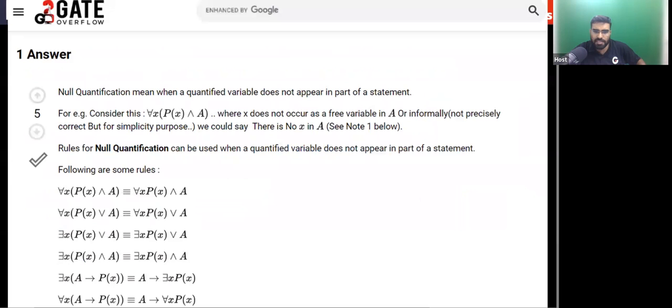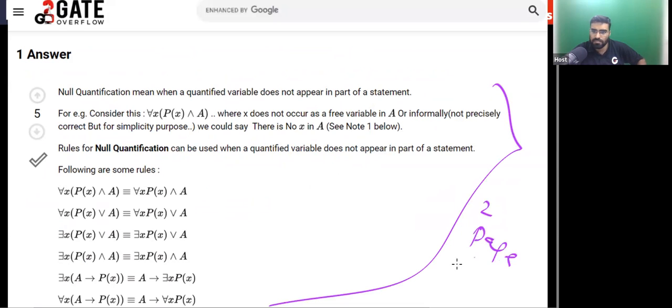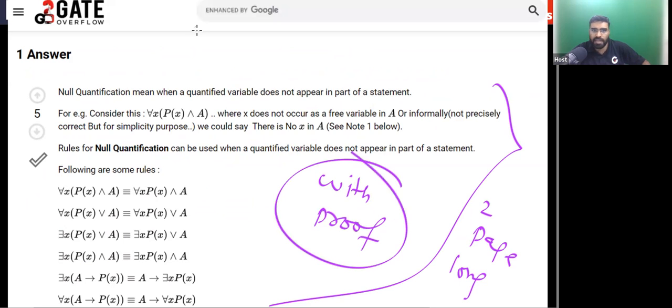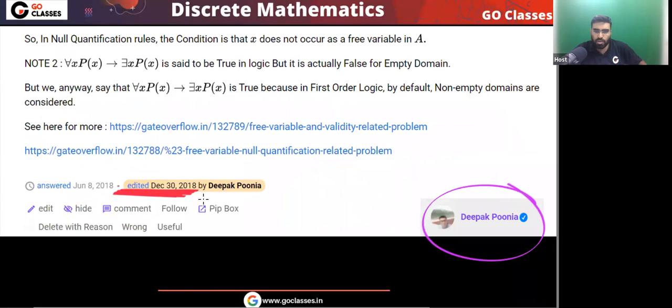This is not the complete answer. The answer is almost 2 pages long, with proof. When I wrote this answer, there was no question in the GATE exam at that time. But finally in 2020, this question came in GATE 2020.